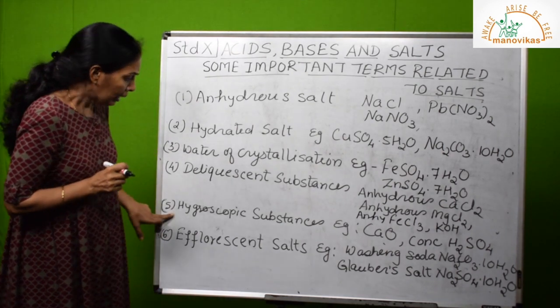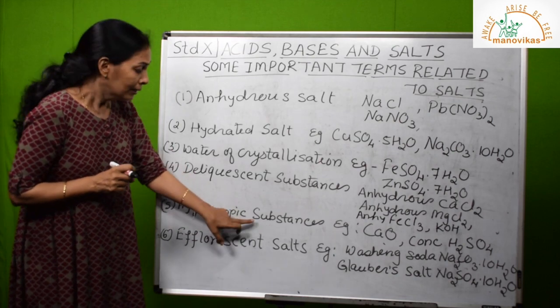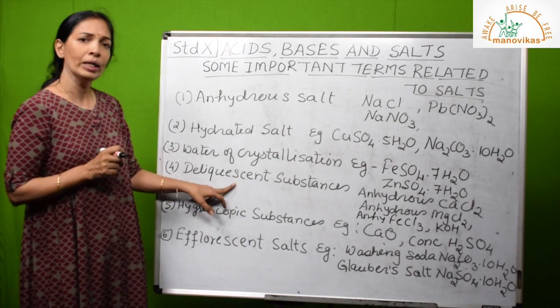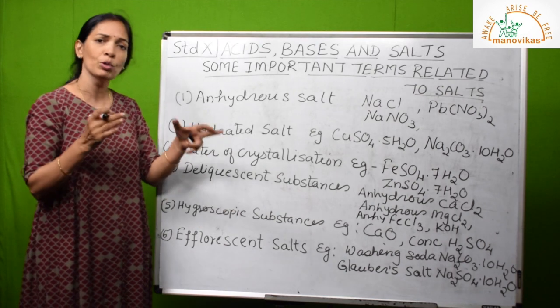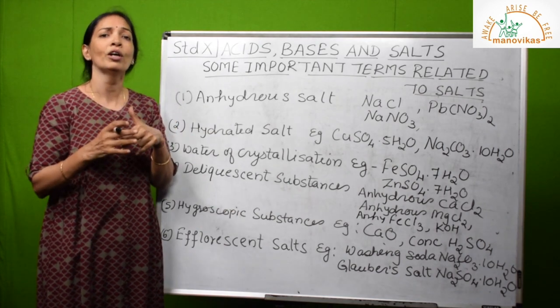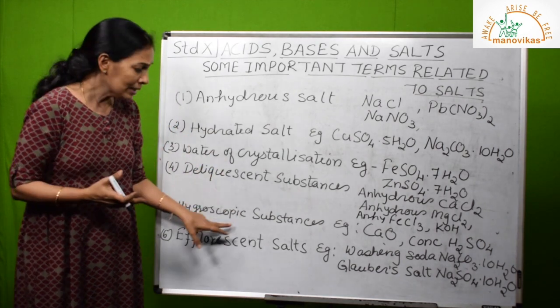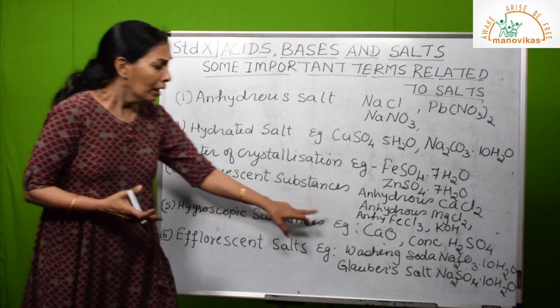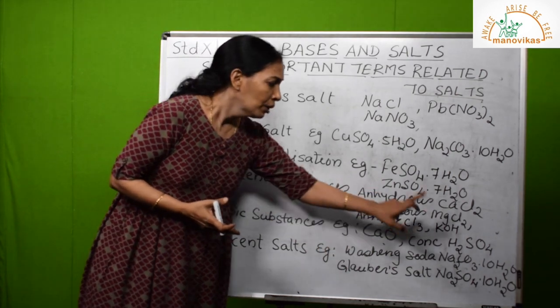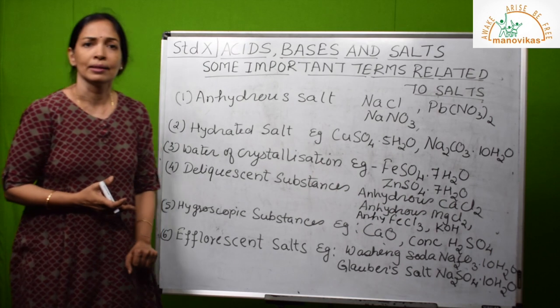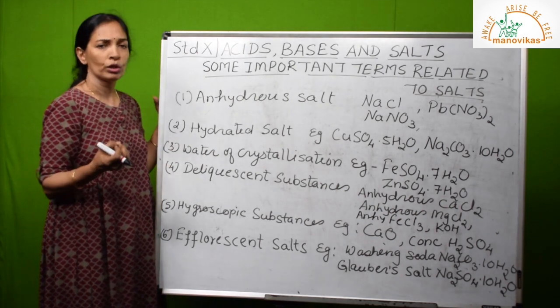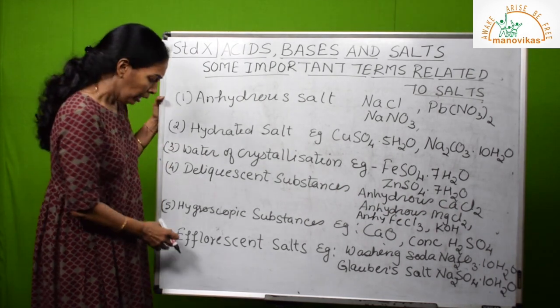Okay. Then hygroscopic substances. These are a little bit similar to deliquescent substances. They also absorb moisture from air but do not change their state. These are hygroscopic substances like calcium oxide, concentrated sulfuric acid. These are used to remove water from some compounds.